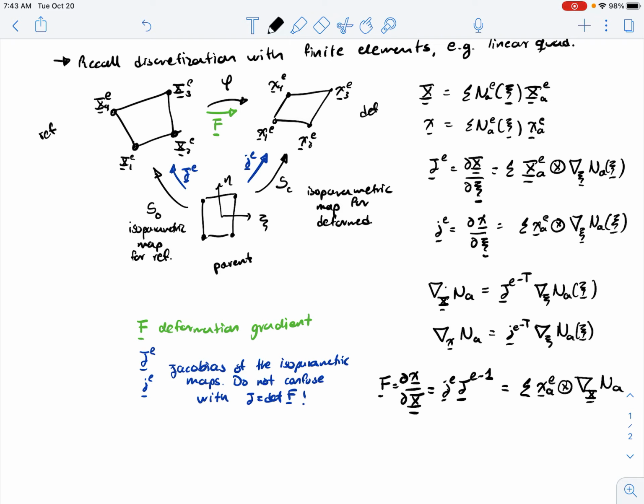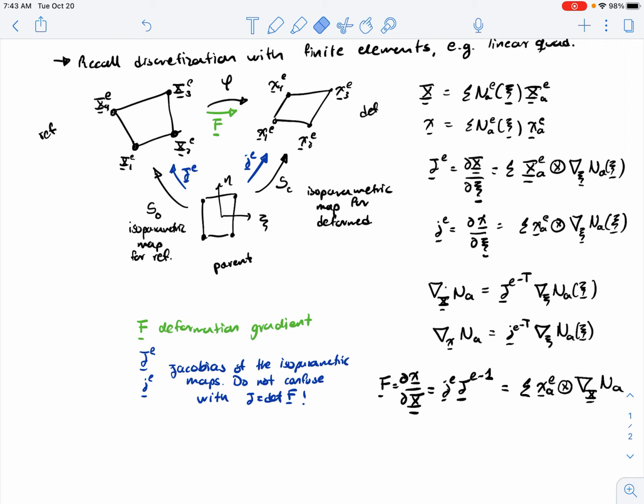So what that looks like at the end, I've done the derivation, but basically what you get is the gradient with respect to capital X of the shape functions is just the corresponding Jacobian minus transpose times the gradient of the shape functions with respect to xi. Similarly, if you want the gradient of the shape functions with respect to lowercase x, then you have the Jacobian of the other isoparametric map times the gradient of the shape functions with respect to xi.